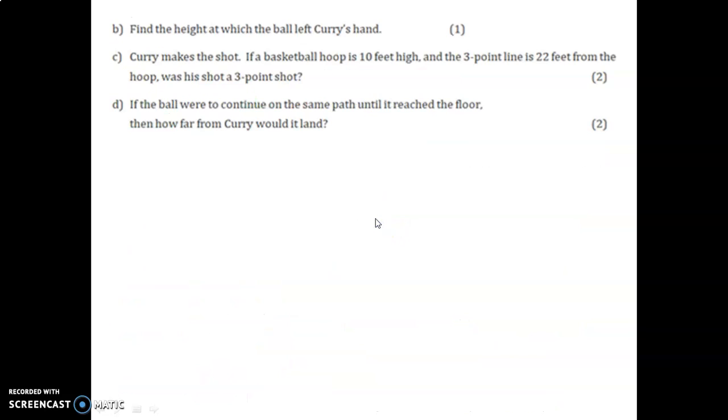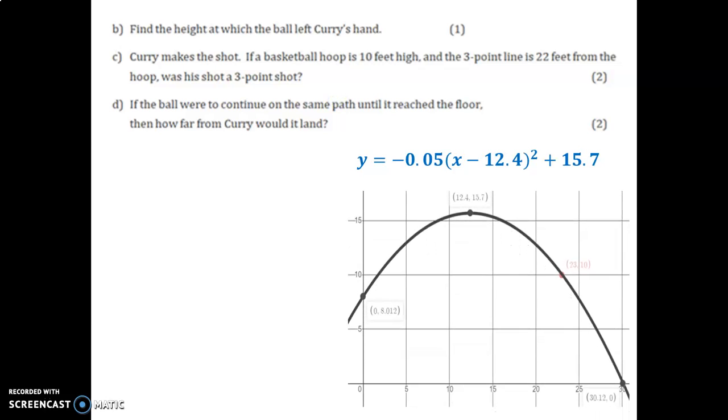Okay, next, part B. Find the height at which the ball left Curry's hand. That means we're looking for the y-intercept because that would be the starting point in terms of distance from him. The x values represent how far the ball is from him, and the ball is in his hand when it has no distance from him still. So we're looking for the y-intercept.